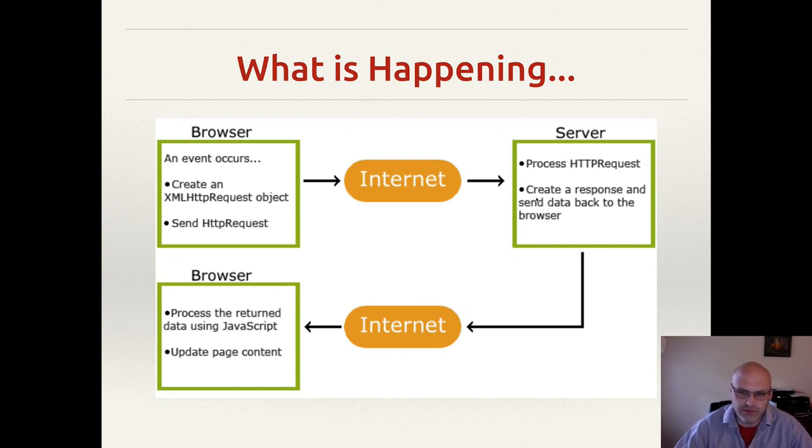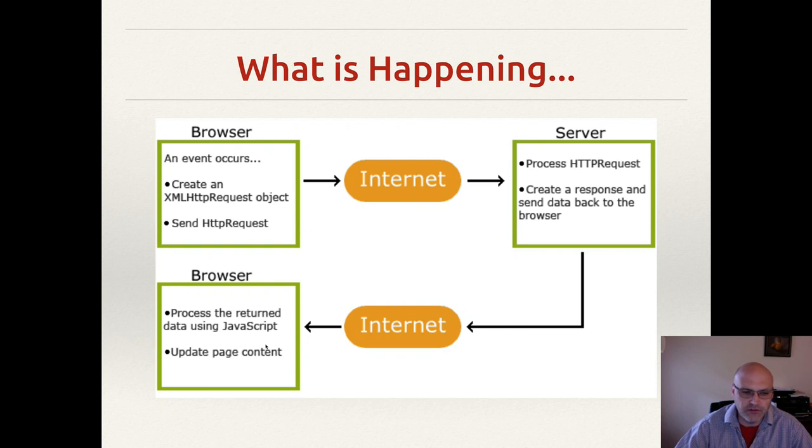Whatever endpoint we've set up on the server receives the HTTP request and processes it, just like it would for a synchronous request. It then sends the response that it's created back to the browser. Just like a synchronous request, the browser receives the input, but this time the browser ignores it because it wasn't meant directly for the browser to change the page.